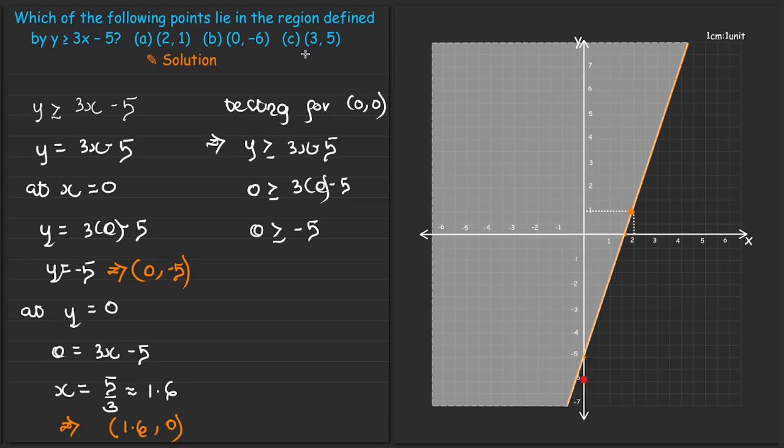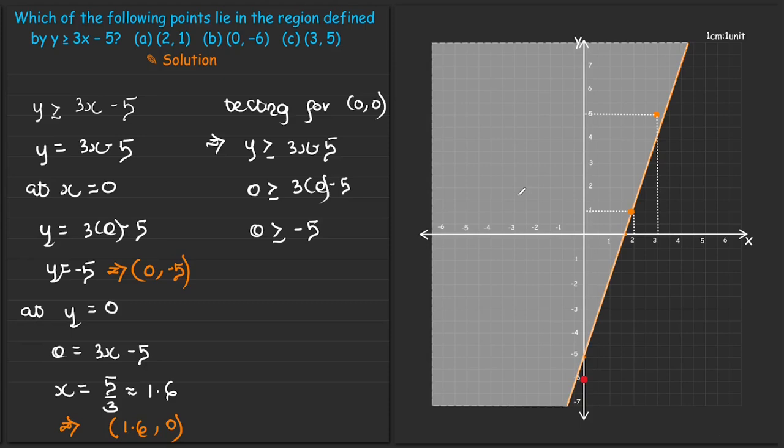The next point is (3, 5). So where do we have our (3, 5)? There is 3 here, then we move up toward 5. So this is the point (3, 5). And as you can clearly see, it is within the feasible region because it lies in the region defined by our inequality. So that is just it. This is if you actually wanted to use the graph to demonstrate.